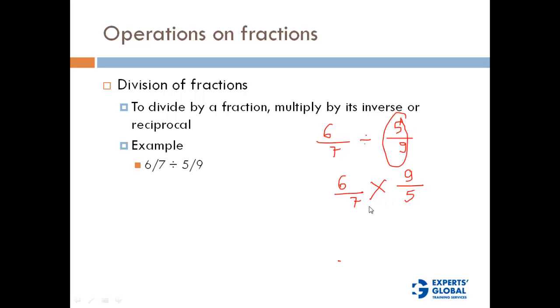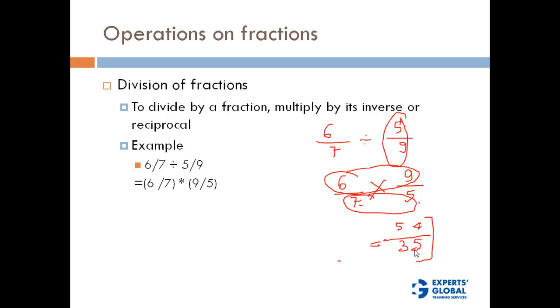And now we know how to perform the multiplications. How do we do the multiplications? We consider the numerators together, we consider the denominators together. So what do we get? 6 into 9, which is 54, divided by 7 into 5. What is 7 into 5? 35. Right? Do we have any common factors here? We don't seem to have any common factors here. So we'll let it stand like this.